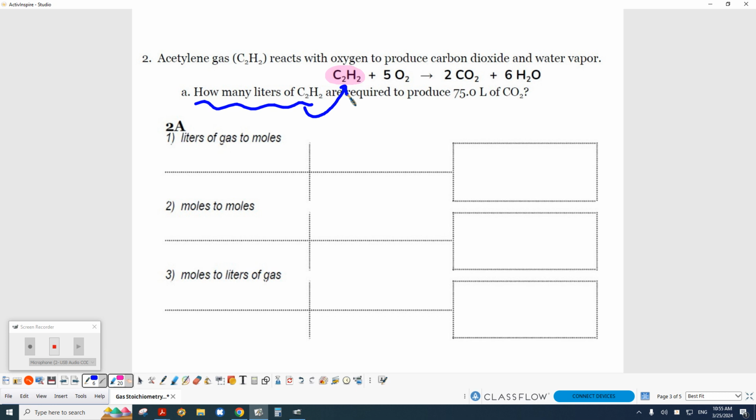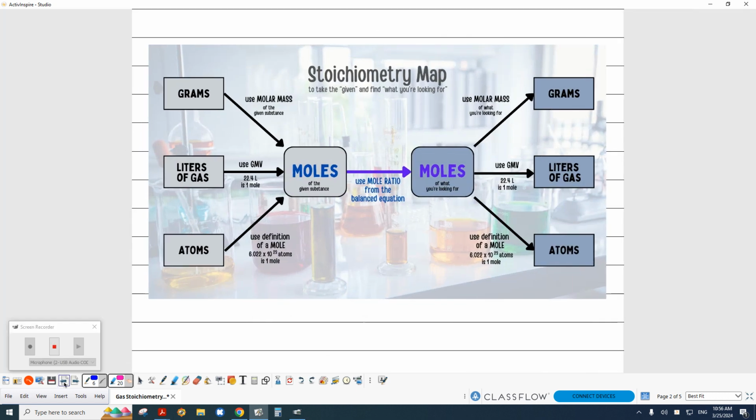We know that there are 75.0 liters of CO2. So it's important to know that this is where we're starting. We're starting with 75.0 liters of CO2. And so now we know where we're starting from, and we also know where we're headed. And therefore, we need to try to figure out what parts of the map will help us with that.